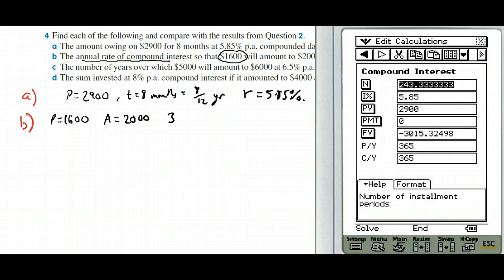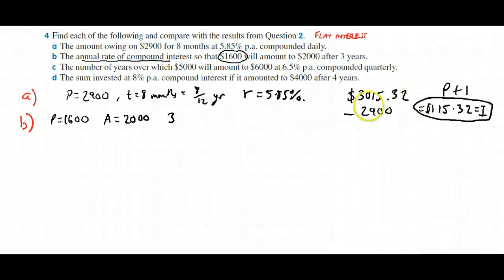So the number of compounding periods in 3 years, there'll be 3 of them, 1 per year for 3 years. The annual rate of interest is what we're trying to find. The present value is 1,600. The future value, we've got to put a negative in front of it, will be 2,000, and we're compounding once per year. So when we do all that, we can solve for the interest rate. 7.72%.